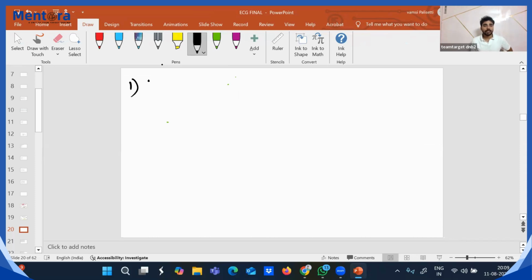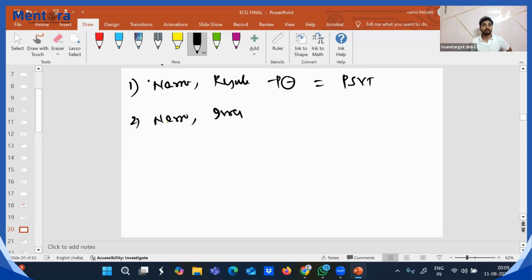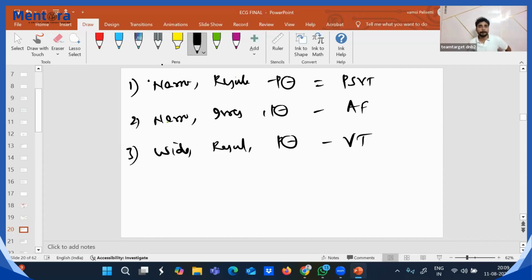First of all, it's a narrow complex, regular rhythm. P wave is absent. It's mainly your PSVT. Similarly, it's a narrow complex, irregular rhythm. P wave is absent. It is your AF. Similarly here, it's a wide complex, regular rhythm. P wave is absent. It is VT. Simple. Until proven otherwise.